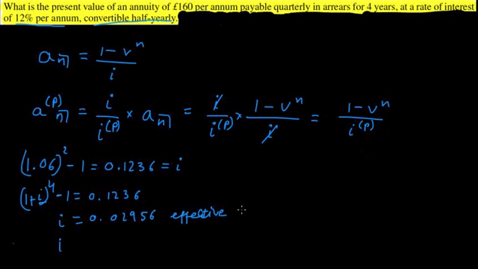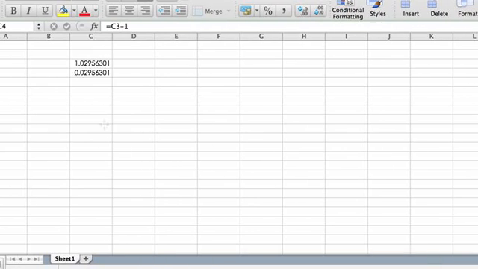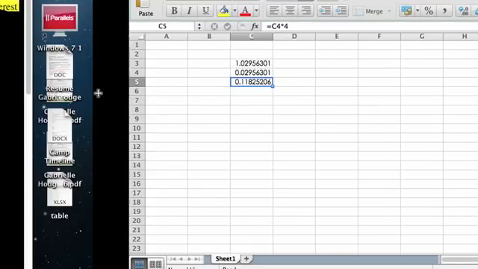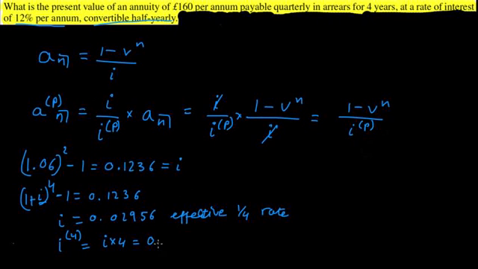This is the effective quarterly rate. To find the annual rate payable quarterly, we just have to multiply it by 4. This rate multiplied by 4 gives us close to 12%. It is 11.8%, 0.118. Very good. That's our number down there.